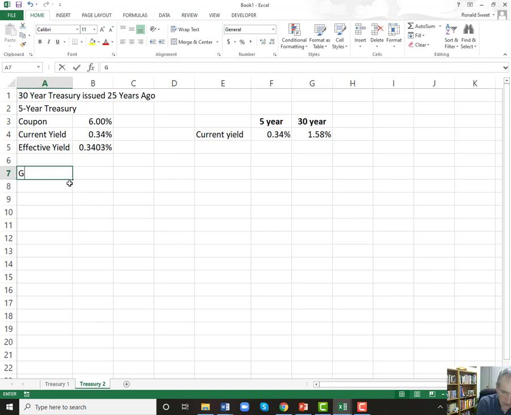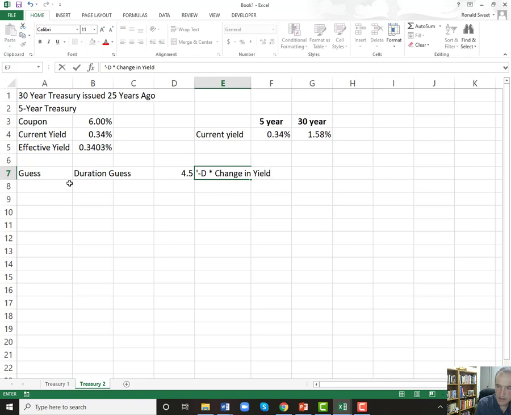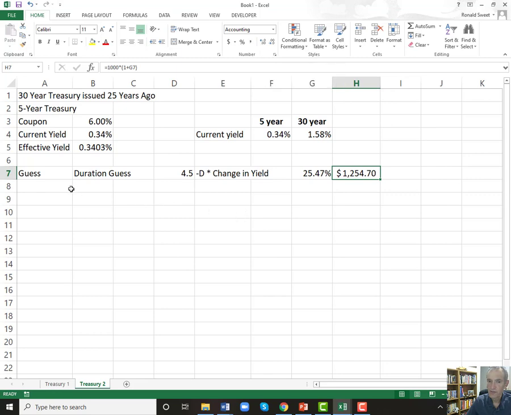All right, so what are we going to do? Our first thing is the guess. I'm going to guess that the duration for this bond is probably about 4.5 years. Remember, we use the formula minus duration times the change in yields, and that gives us a percentage change in this bond. So we do minus duration times the change in yields, from 0.06 to today's 0.0034. So I think this bond should be trading at a premium of 25%. So I'll take $1,000 times 1 plus that, and my guess on this bond is that it should be trading for $1,254.70.